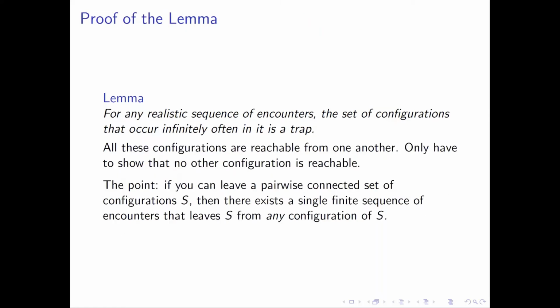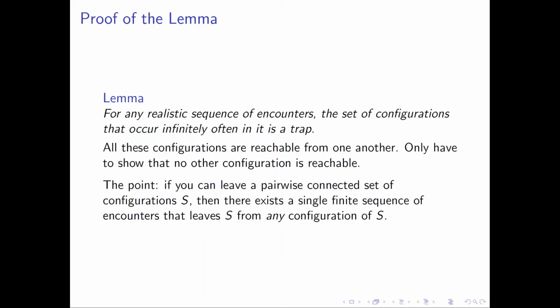And finally, how to prove the lemma. We have to prove that if I have a realistic sequence of encounters and I consider the set of all configurations that occur infinitely often, then first, they are pairwise connected, because if they occur infinitely often, then for any configuration there is a moment in the future when any other configuration occurs. It means that they are pairwise reachable. The only thing I have to show is that no other configuration is reachable from them. And this holds from the following fact.